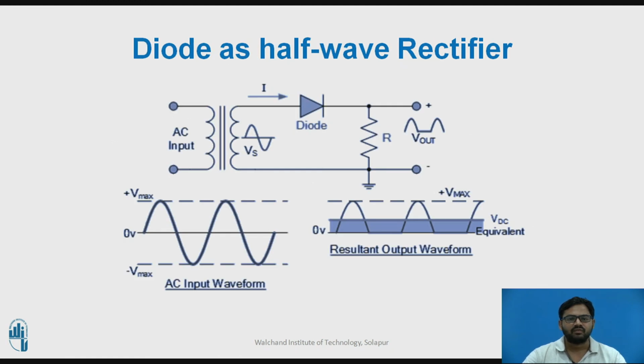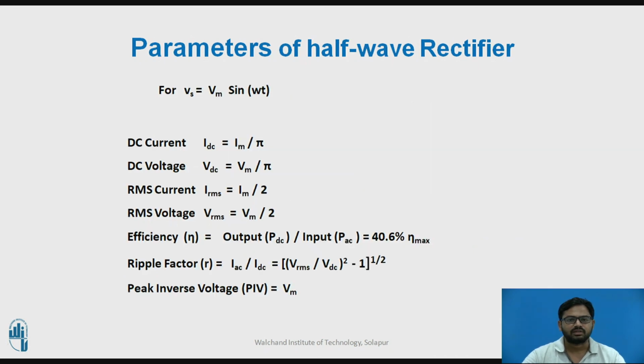And the diode as a half-wave rectifier. In the half-wave rectifier, as you can see, this is the positive half cycle. When you apply AC to the diode, which is in both directions, it passes only the positive half cycles. These are the different parameters of the half-wave rectifier: DC current, DC voltage, and the efficiency of the half-wave rectifier, which is around 40.6 percent. So this is one of the applications of the diode, as a half-wave rectifier.